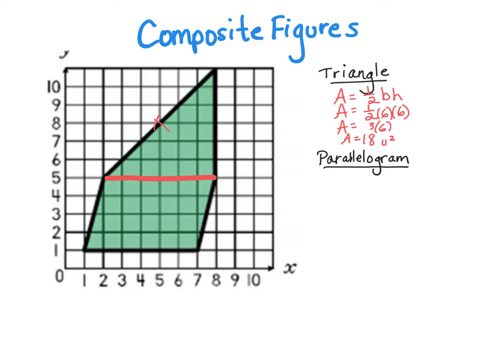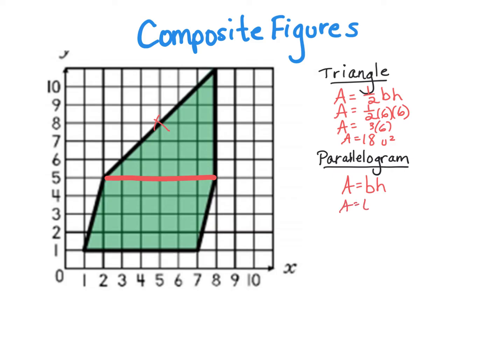Now my parallelogram, if you look at your yellow formula sheet, you know that the area formula is area equals base times height. So I'm going to look at my parallelogram and count its base. Remember, base is always going across the bottom here. So 1, 2, 3, 4, 5, 6. It has a base of 6.